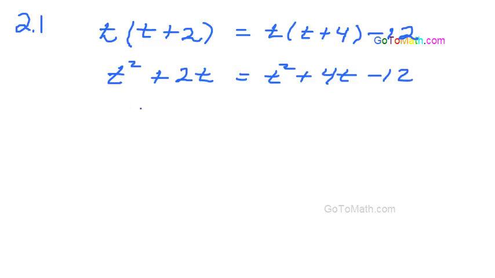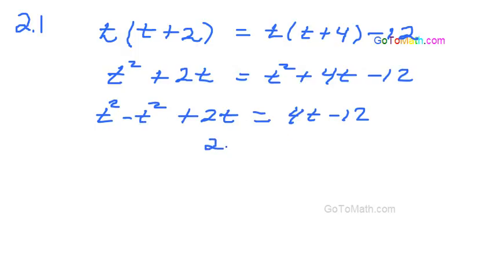Alright. Now if I took this t squared over to the left hand side, we'd end up with t squared minus t squared plus 2t. We'll just do a little bit at a time here. And then we have 4t minus 12. Now you notice here that the t squareds cancel out. So now what we're left with is 2t is equal to 4t minus 12.